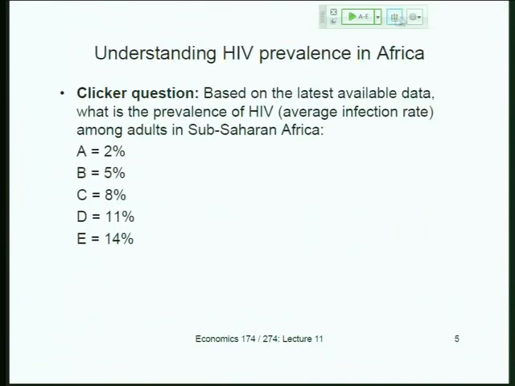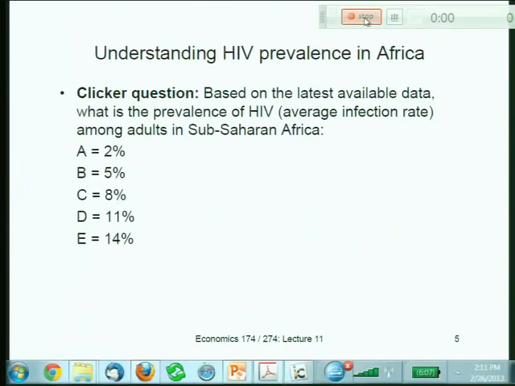Let's do it before we get into the data, to get people's view on what you think the average infection rate or prevalence of HIV/AIDS is among adults in sub-Saharan Africa. Is it 2%, 5%, 8%, 11%, or 14%? So I see a bunch of people clicking in. Just go for another 15 seconds or so.